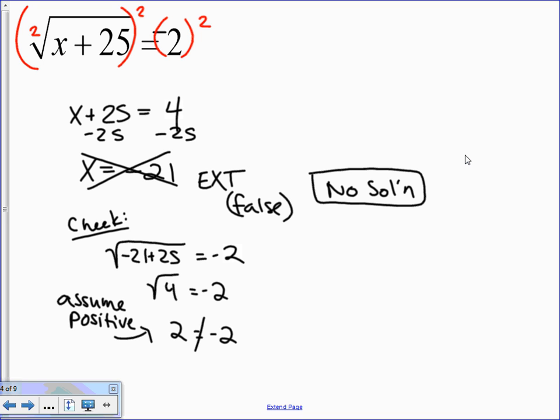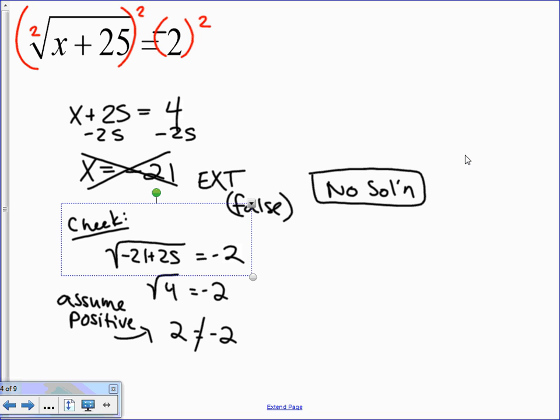Did you plug it in right here? Yeah. No. If you plug it into this step, you're right, it would work out, but that's not the original problem. When you do the check, you're literally just substituting negative 21 in for x. And then this side stays the same. Don't change anything. On the left side, you're just running through.